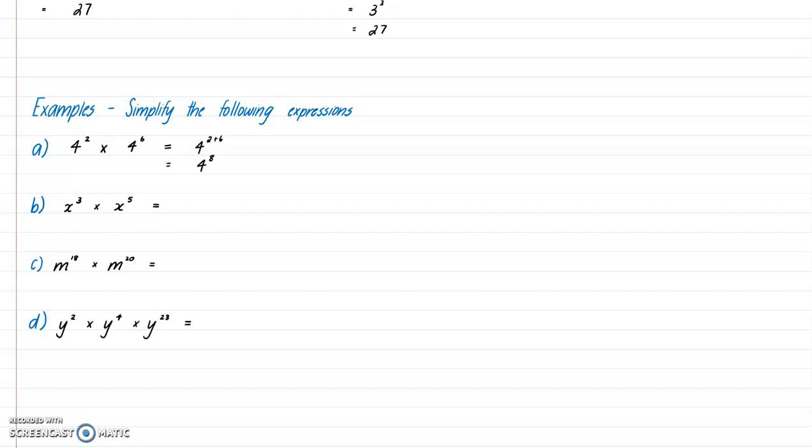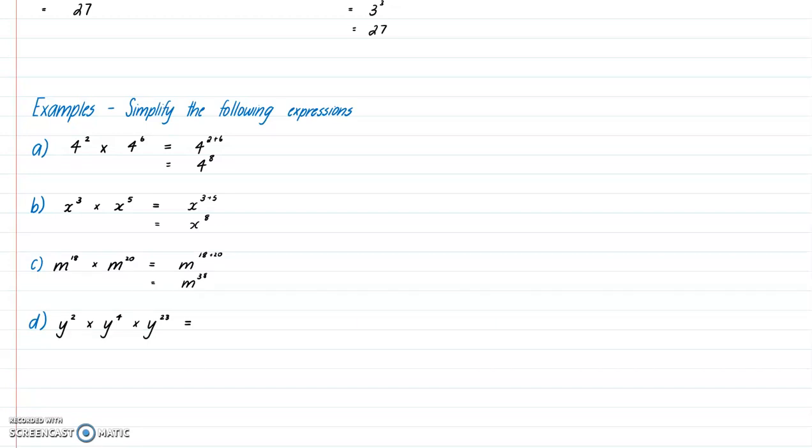Let's have a go at B. This is an example where we don't have a number as a base. We're going to follow the same step and add the exponents. So x to the power of 3 plus 5, or x to the power of 8. Let's have a go at C. m to the power of 18 times m to the power of 20. m to the power of 18 plus 20, which is the same as m to the power of 38.